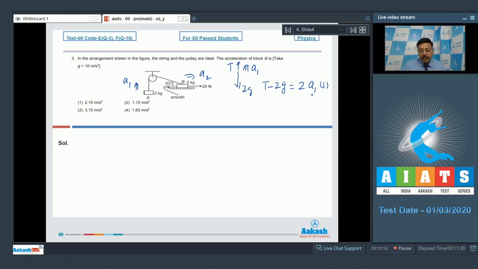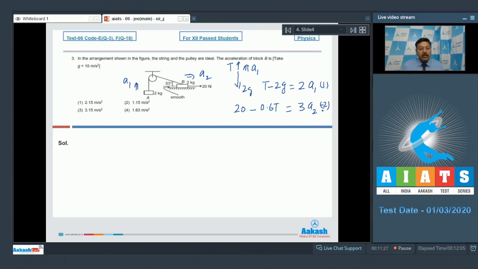And for block B, well, the equation would be, horizontally we can say that the two forces are 20 Newton and the component of tension in the opposite direction, and that would be tension T cos 53 degree. So the equation for the other block is 20 minus T cos 53 degree, and that we can put of course as 0.6T is equal to 3 times A2, where A2 is its acceleration. This is our second equation now.